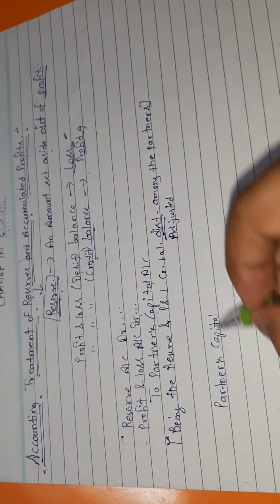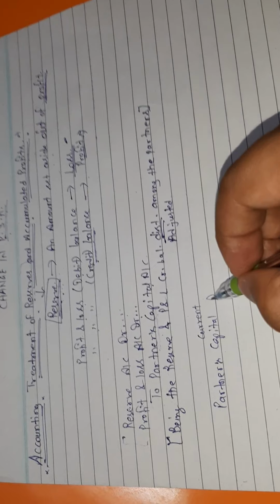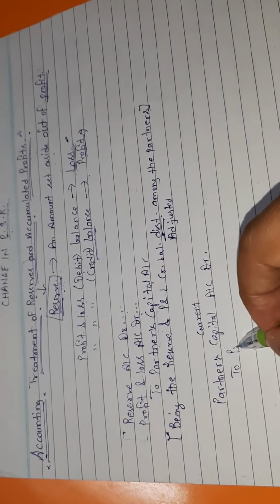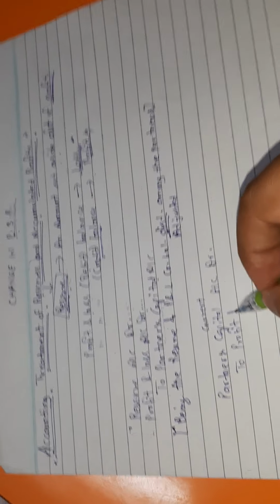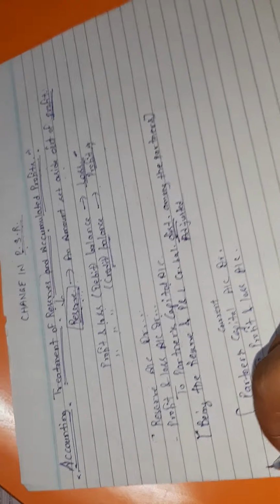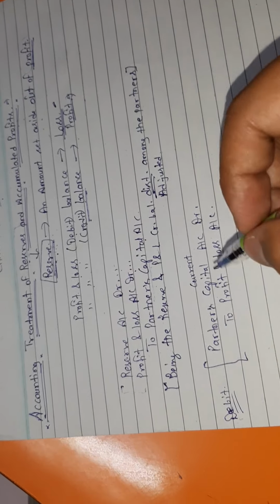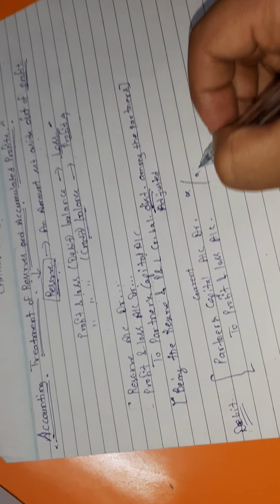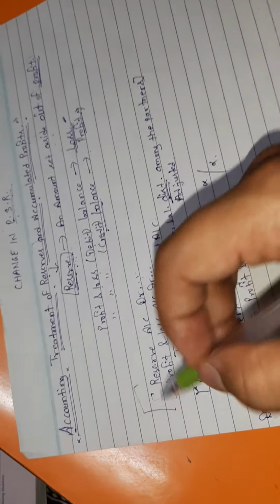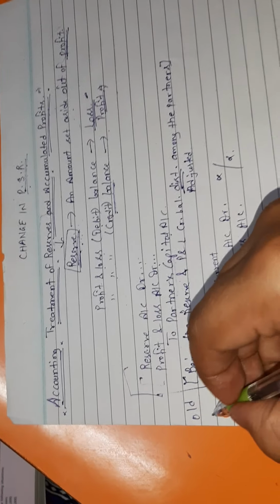In case of fixed capital, you will have to use the word current. So partners' capital or current account debit to profit and loss account. This entry you have to pass when partners have a debit balance of profit and loss. I hope it is clear. And you have to divide the amount in the old ratio. All these entries we have to pass in the old ratio only.